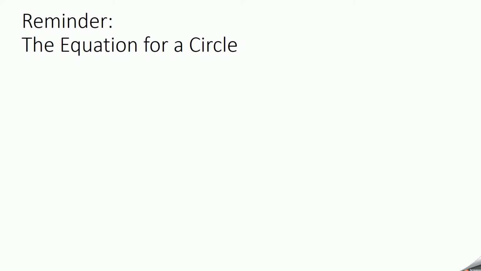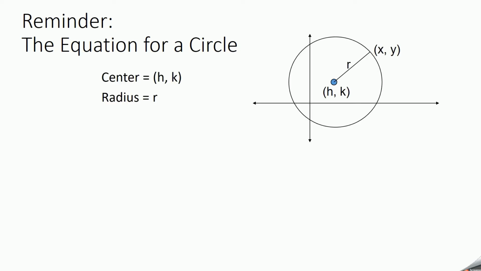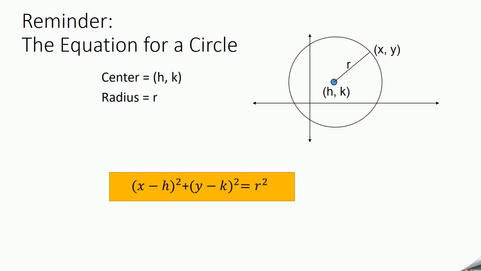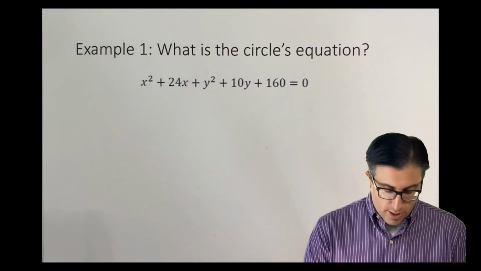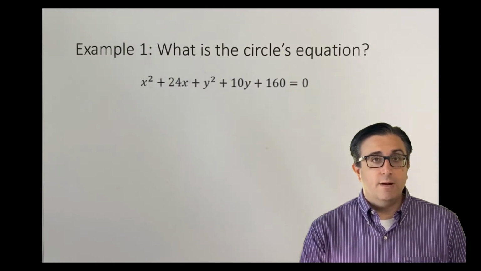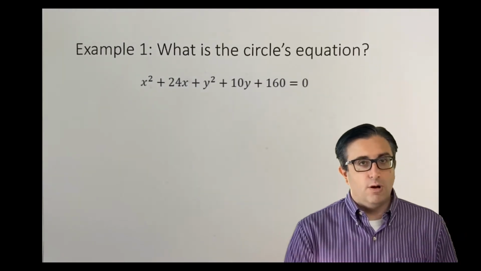Just a reminder that the equation for a circle, when centered at h comma k and has a radius of r, is x minus h squared plus y minus k squared equals r squared. That's the standard form for an equation of a circle. All right, so we're going to jump into a couple examples where we're completing the square. We'll do 3 together and then you'll try one on your own.